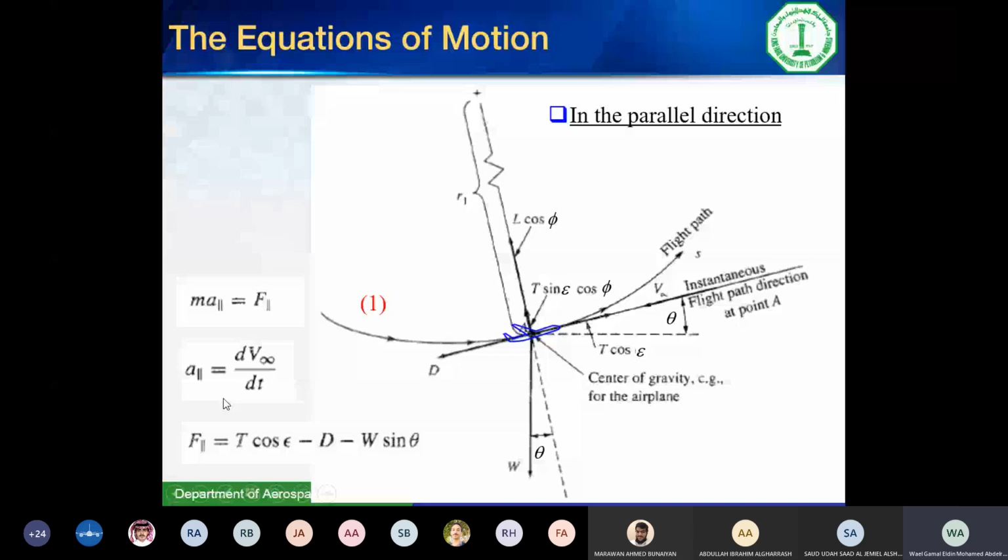So if this is the force, I'm putting it here, and I will need mass times the acceleration. Here is the mass. The acceleration along the tangential direction is the tangential acceleration. And it's simply the rate of change of the speed. It's dV by dt. And that's it. That's Newton's second law. That's the first equation. M multiplied by dV by dt is equal to T cosine epsilon, the only force forward, minus D backward, minus W sine theta backward.